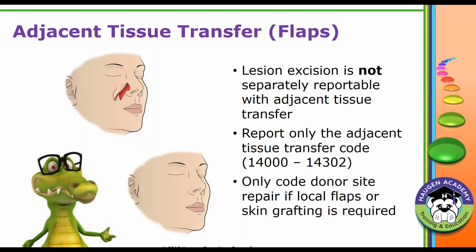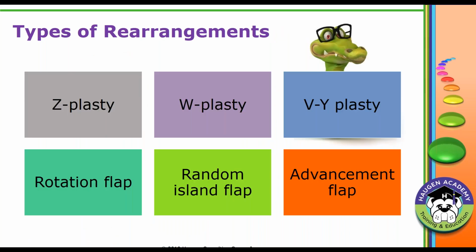You can code donor site repair if the local flap or skin grafting is required. So that's only if a local flap or skin grafting is required for that donor site. But there's a picture of a flap, and we're going to talk a little bit more about types of rearrangements and flaps here. So you'll see these listed in your CPT book. These are all types of rearrangements or flaps, and they're considered adjacent tissue transfer flaps. You'll see these in procedure notes as well.